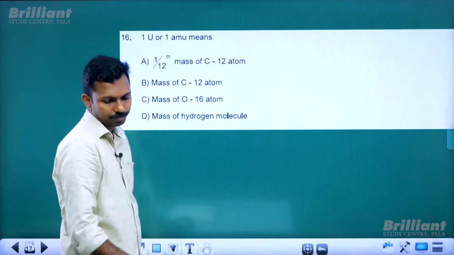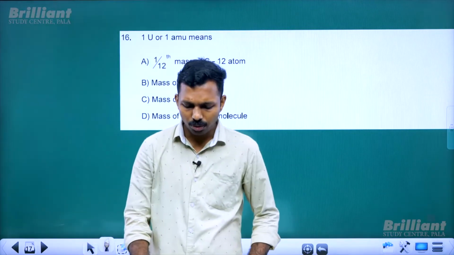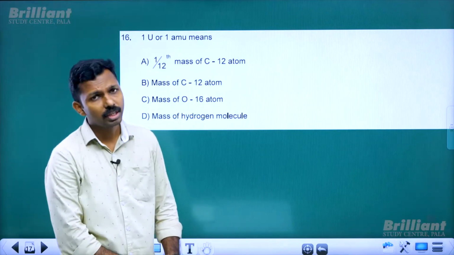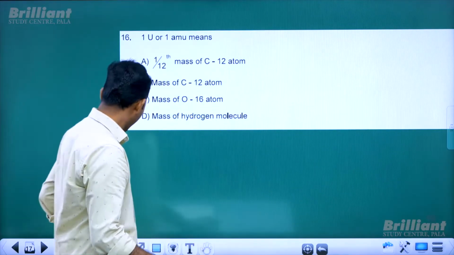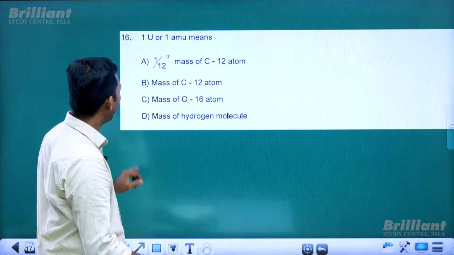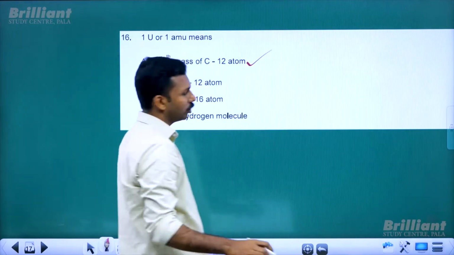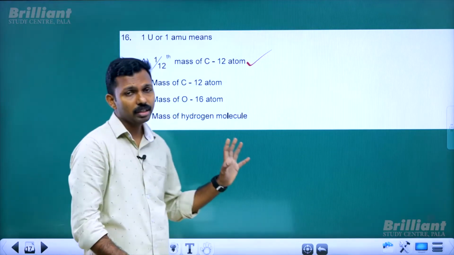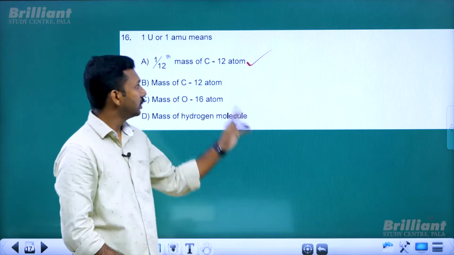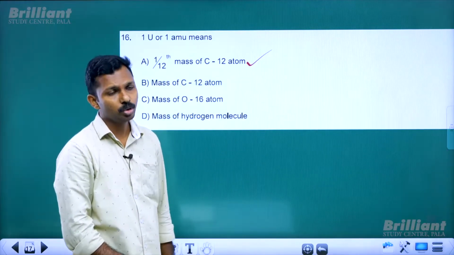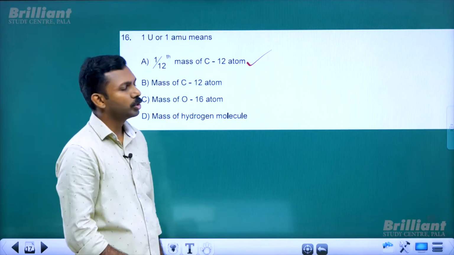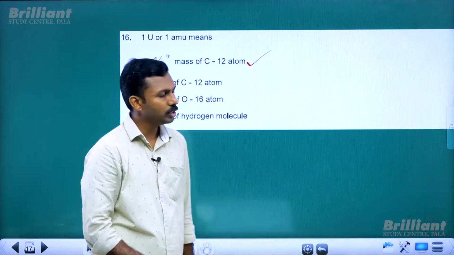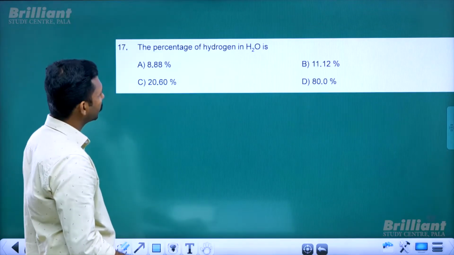Next is the 16th question. 1 U or 1 AMU means what? Atomic mass unit. No doubt, it is clear that 1 AMU is the 1/12th mass of a carbon-12 atom. This value is used for comparing the atomic masses of other elements. Carbon-12 is used as the reference element. U means unified mass, AMU means atomic mass unit, both are the same.